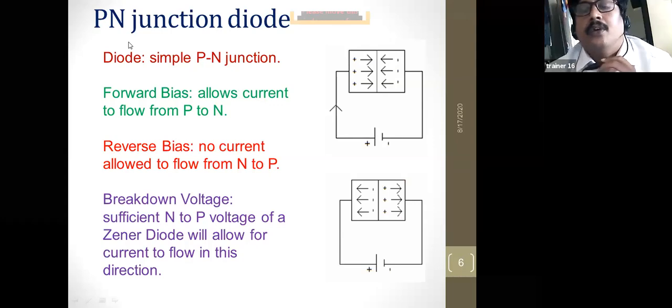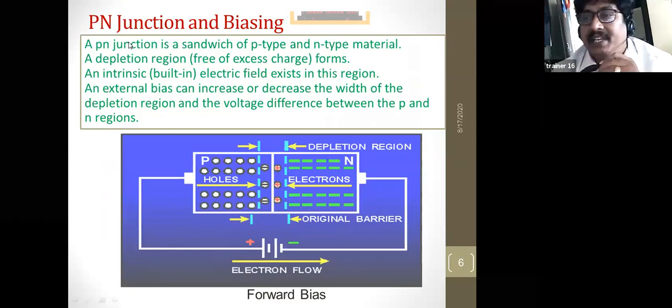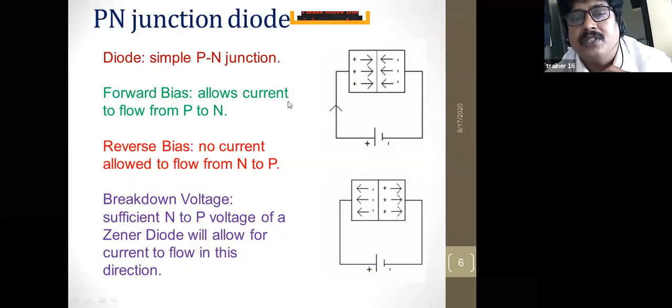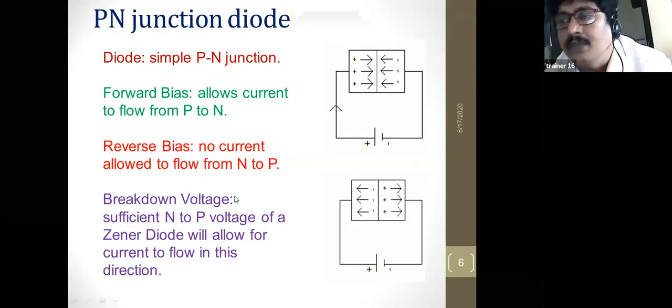See here, now the PN junction. Now we will discuss clearly about PN junction biasing. First the forward bias, next the reverse bias, and next the Zener breakdown voltage. These three steps, as we discussed previously, I will explain clearly one by one, step by step.